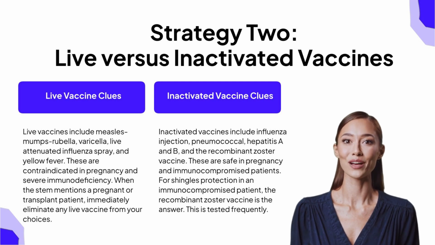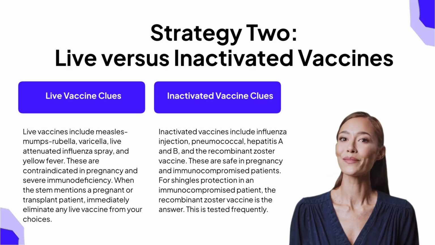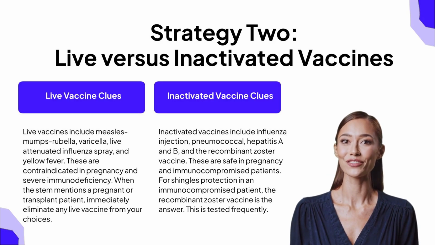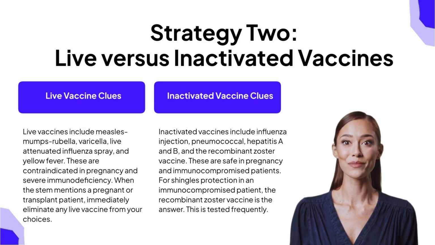A classic board trap is offering the old live zoster vaccine for an immunocompromised patient. The correct answer is always the recombinant zoster vaccine because it is not live. Review the immunocompromised vaccination guidelines in your board resources for the complete list.